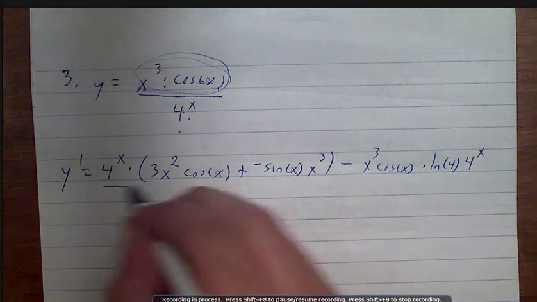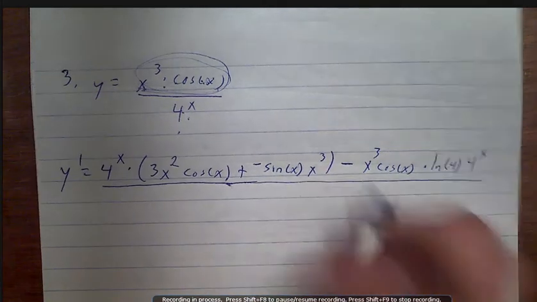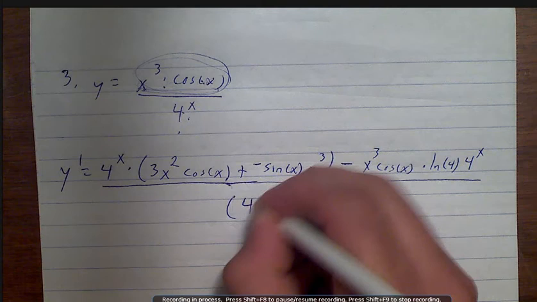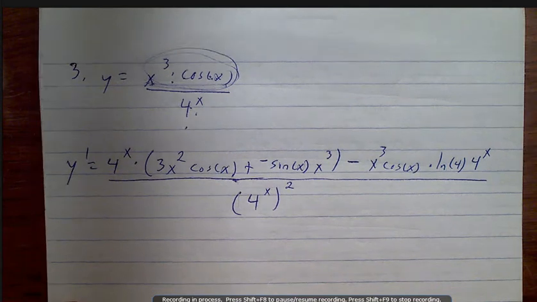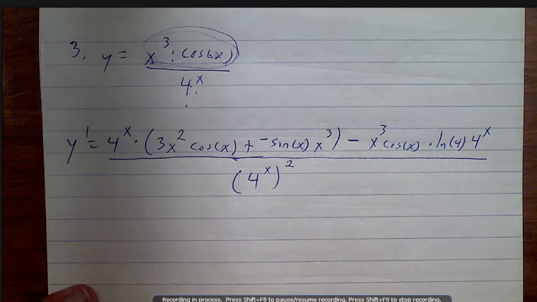And divided by denominator squared. That's it for calculus. That's it for that part. Now it's just simplification and algebra. See if we can clean this up a little bit here. So when I clean this up, I distribute the 4 to the x.